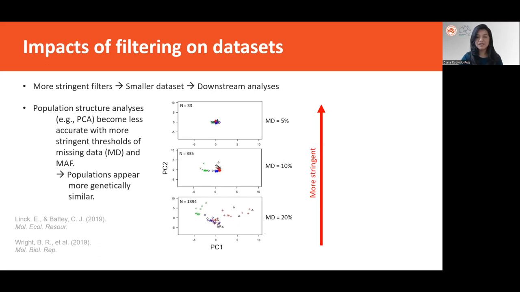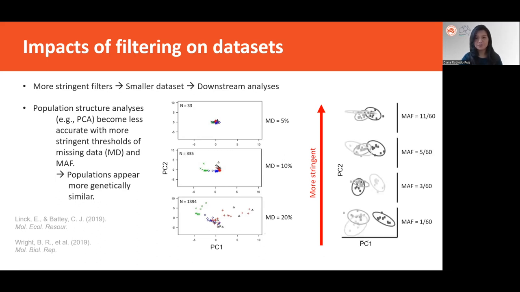Here, for example, it is shown that when we allow SNPs to have only very little missing data, the populations appear more genetically similar, obstructing the assessment of population structure. The same occurs when we require minor allele frequencies to be higher. Ultimately, the thresholds used for different filters will depend on the dataset itself and on the analysis that will be done downstream.